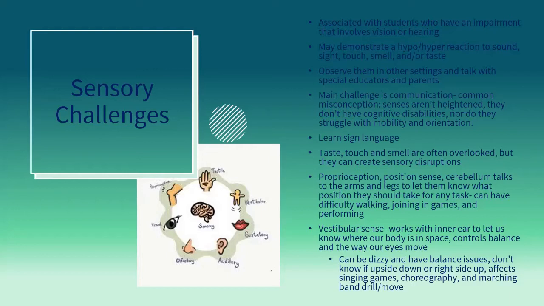Some other senses that we don't typically think about are proprioception, which is the position sense. This is where the cerebellum talks to the arms and the legs to let them know what position they should take for any task or activity. So this sensory challenge is exhibited in a student when they have difficulty walking, joining in games, and performing.